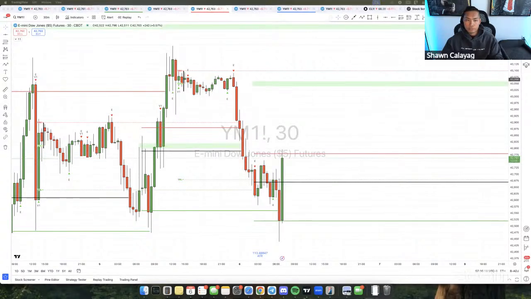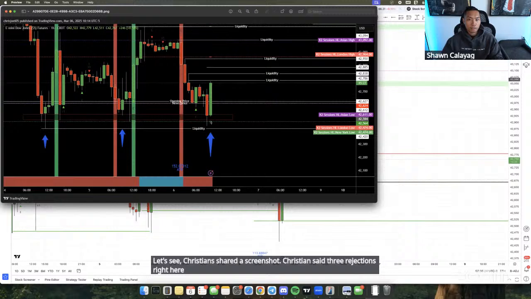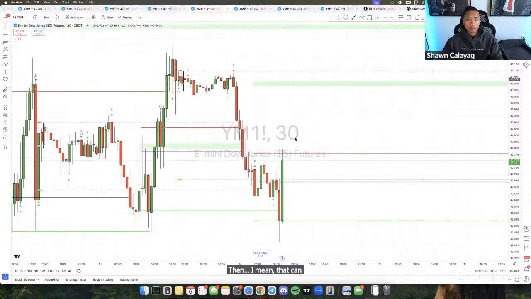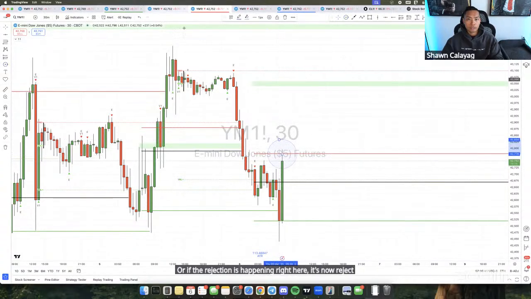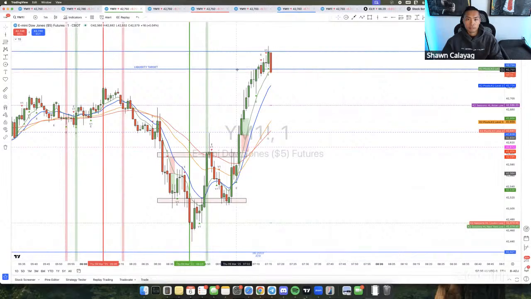Let's see, Christian shared a screenshot. Christian said 3 rejections right here off the 1 hour on the New York low. Yeah, this might be the bounce. I mean, if that's the case and that's the bounce where price bounces back up, that could be good too. Or if the rejection is happening right here, it's now rejecting off the value high again. I guess we'll see.